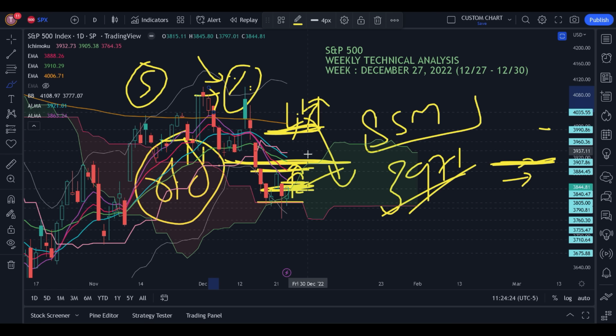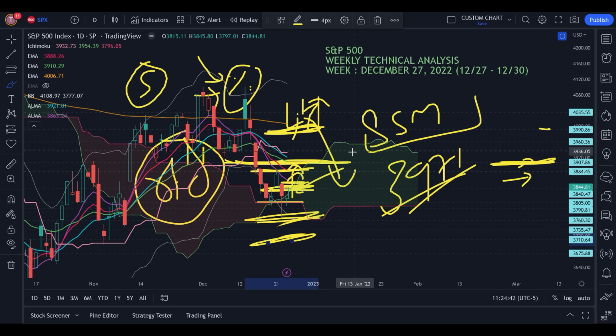On the downward side, we know that 3760 is going to hold the entire stock market. This is the S&P 500. Below 3760, we have 3710, and in between there are other levels.